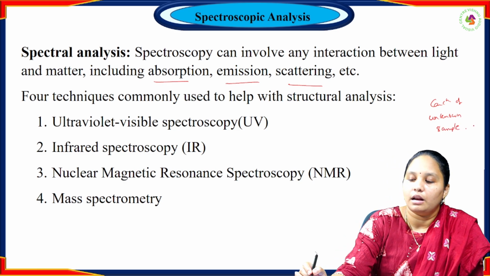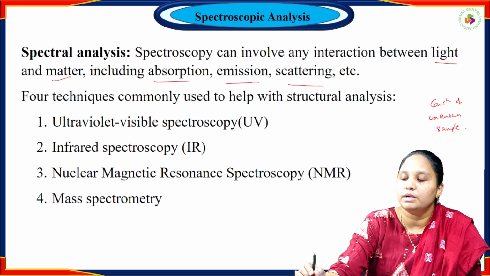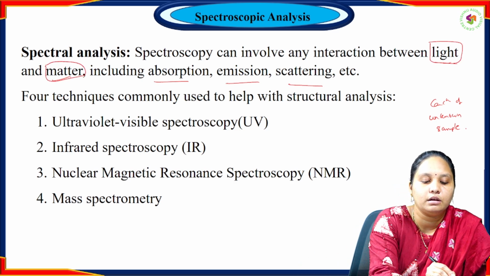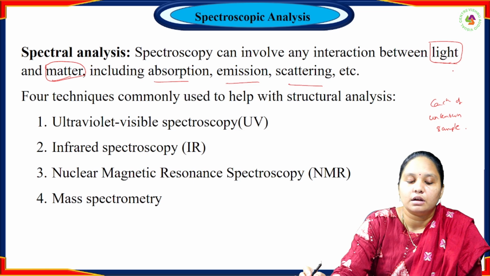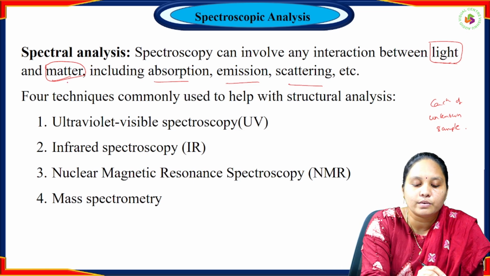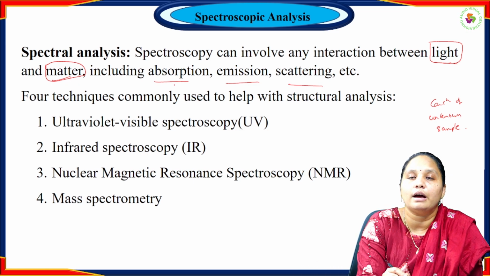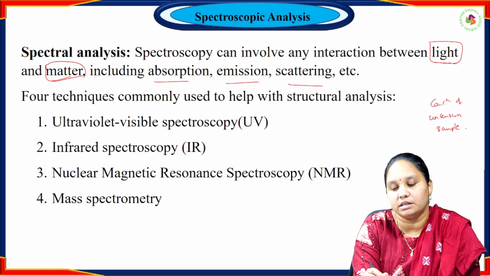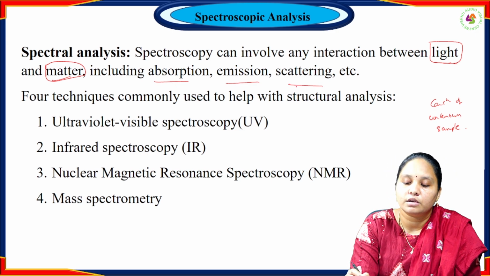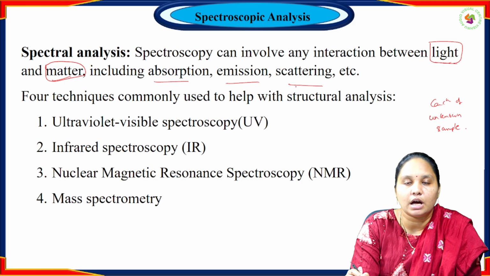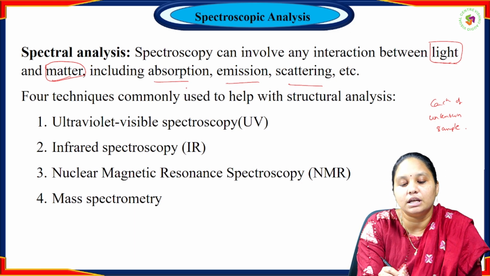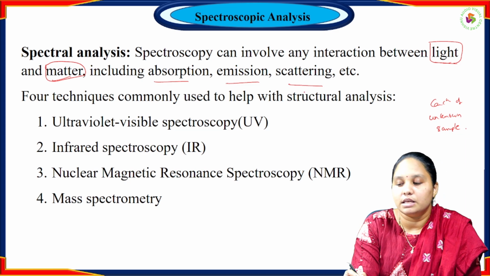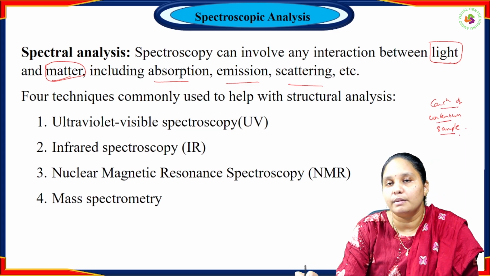Here, light means it is a source, and matter means it is an unknown sample. How much of that light is absorbed by the unknown sample, that is absorption; how much of that light is emitted from that particular unknown sample, that is emission; and how much scattering is possible from that unknown sample. By using these three principles, the unknown concentration of the sample will be identified in the spectroscopic method.